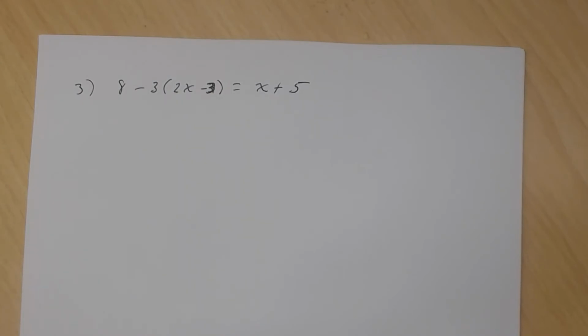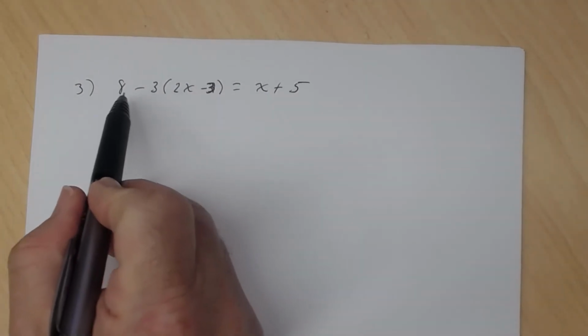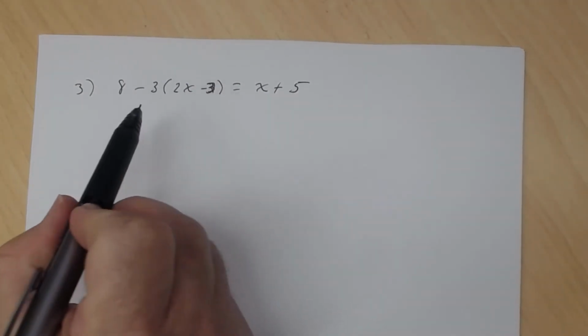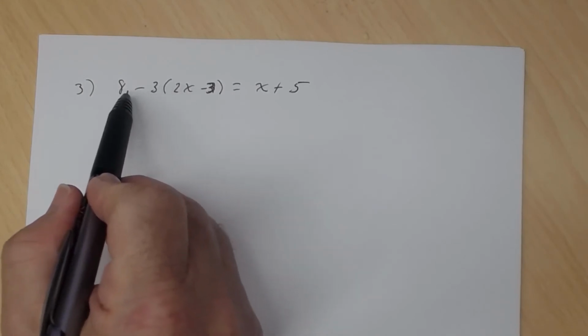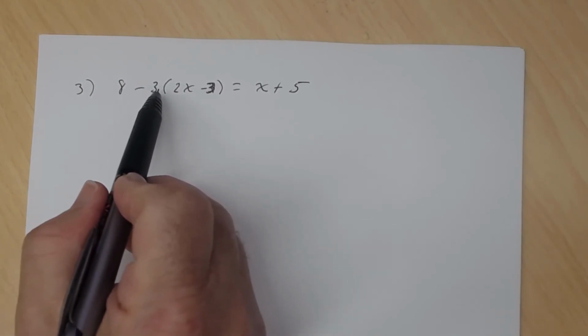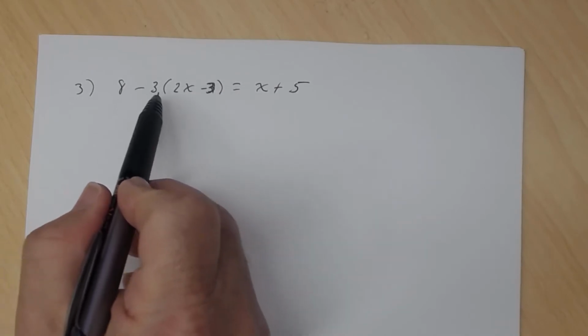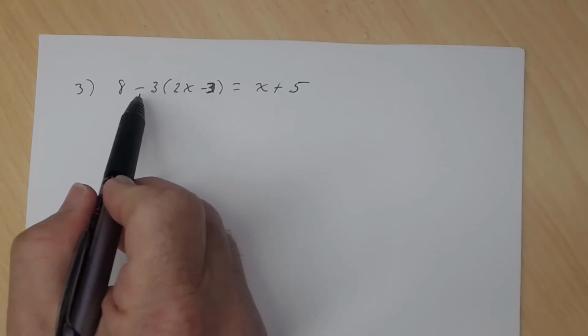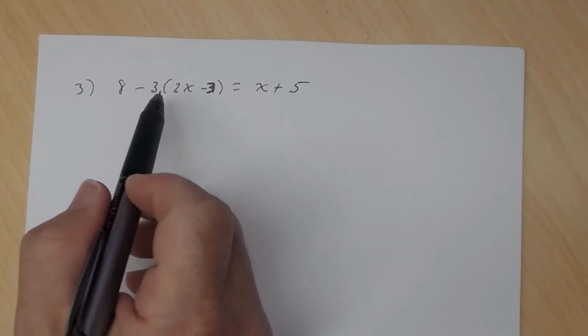I don't see any fractions, so I don't need to clear the fractions. But I do have parentheses. I'm using the distributive property. Now you've got to be a little bit careful. Don't make the mistake and say 8 minus 3 is 5 and distribute the 5. Okay, so remember the order of operations. See how when you read this, you're saying 8 subtract 3 times 2x minus 3. So that's multiplication, that's subtraction. You've got to do multiplication before you do subtraction. All right, so remember the order of operations. So that's why you can do the distributive property first.